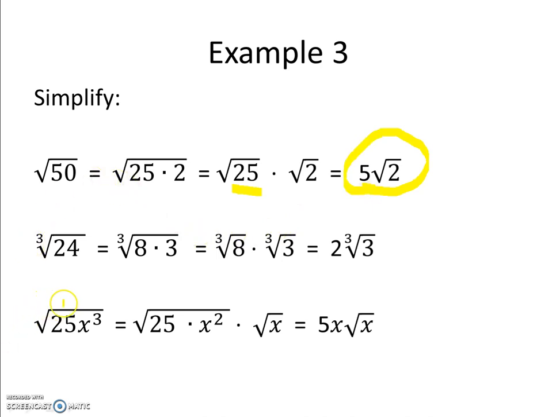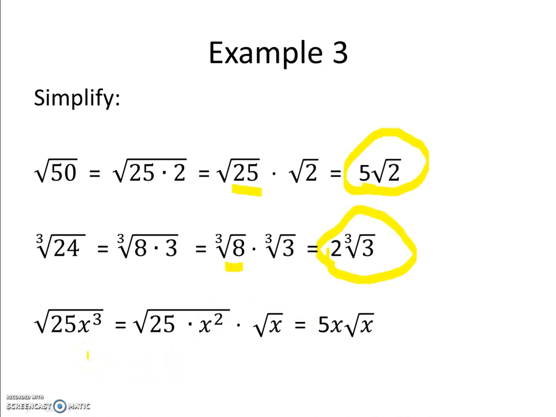The next one is the cube root of 24, which we can break down to the cube root of 8 times 3, and further writing it as the cube root of 8 times the cube root of 3. We know the cube root of 8 is 2, so we can bring the 2 out and take it times the cube root of 3 for our answer to be 2 times the cube root of 3.